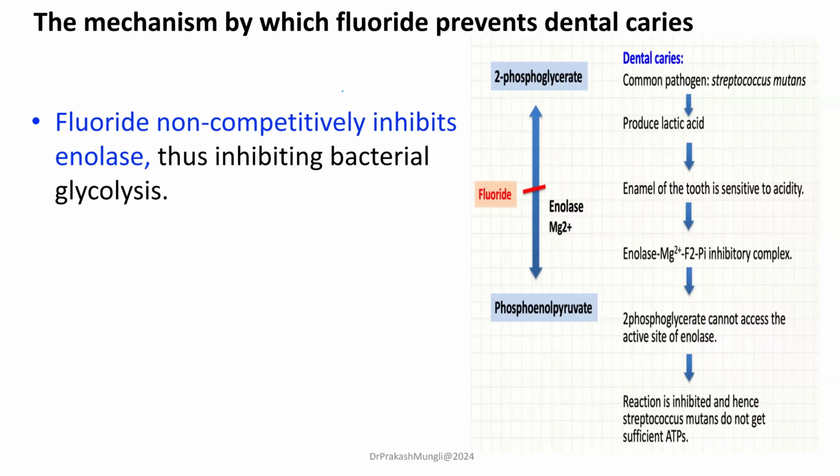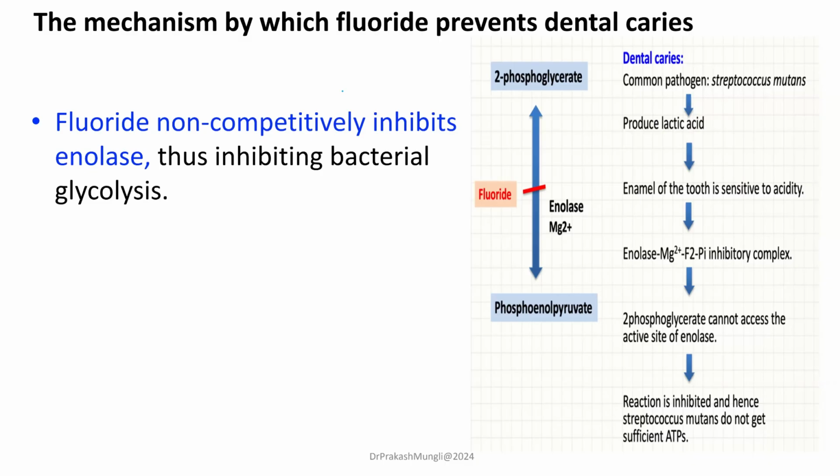What is commonly practiced is that we use fluoride, sodium fluoride, in toothpaste or anti-cavity solutions that we gargle, right? That sodium fluoride is taken up by the bacteria also. It enters the bacterial cell and is going to block the enolase enzyme there. By blocking the enolase enzyme, it does not allow glycolysis to be completed.